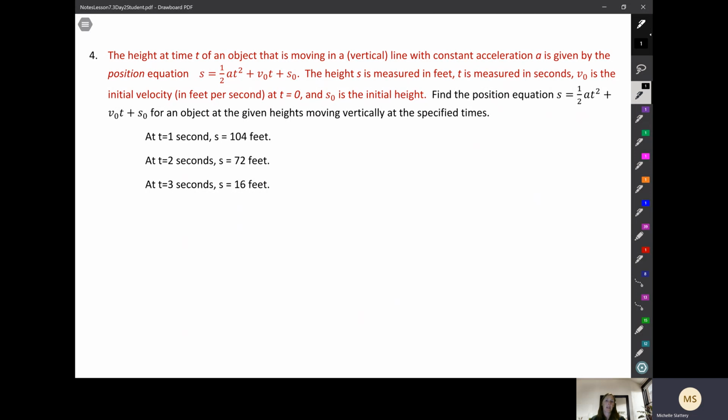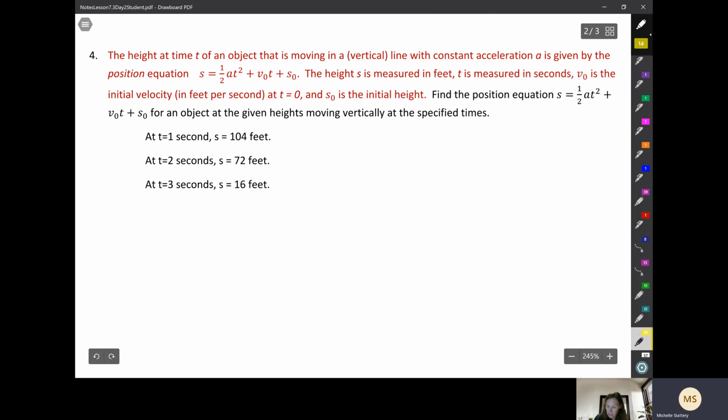So what's in red is the information that sets up the formula. The height at time t of an object that is moving in a vertical line with constant acceleration is given by the position equation. So this S equation here, this is the position equation, okay? It gives the position of the object. So S is the position. The height S is measured in feet. T is measured in seconds.